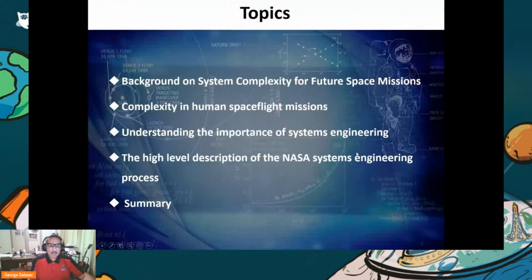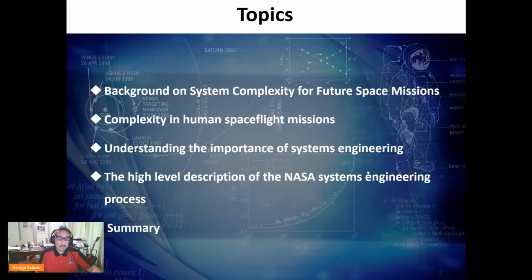So these are the topics, as James mentioned. I'm going to be talking about complexity of human spaceflight missions, and the complexity also transcends to unmanned missions, robotic missions. I'll say a little bit about that in my presentation. Understanding the importance of systems engineering and why we, at NASA, use it, as well as other organizations that develop complex systems. Oil and gas industry, the railroad industry also uses systems engineering. So it's not unique to NASA.